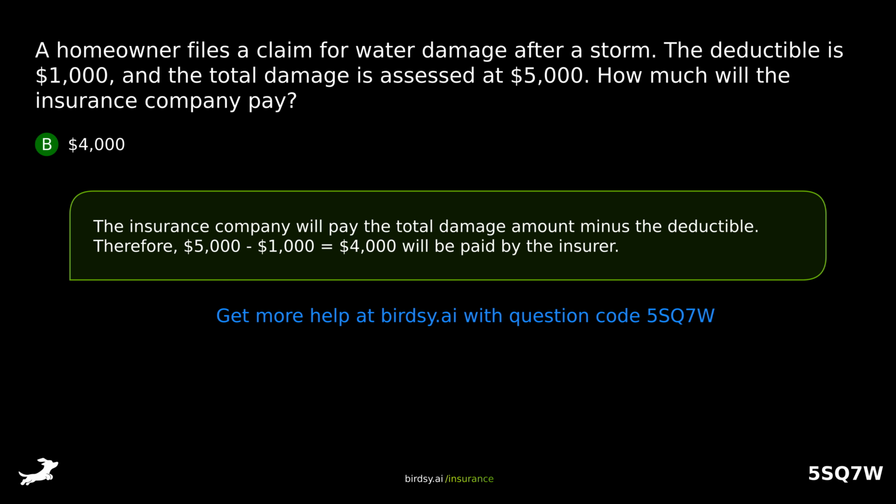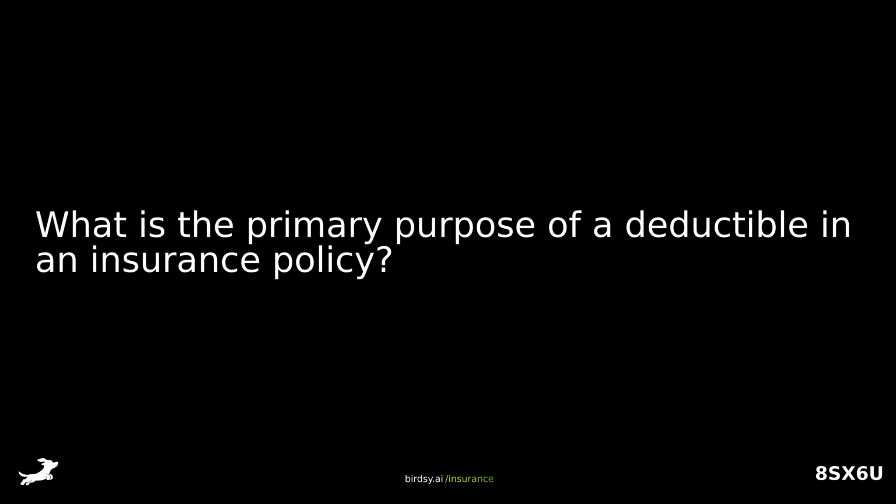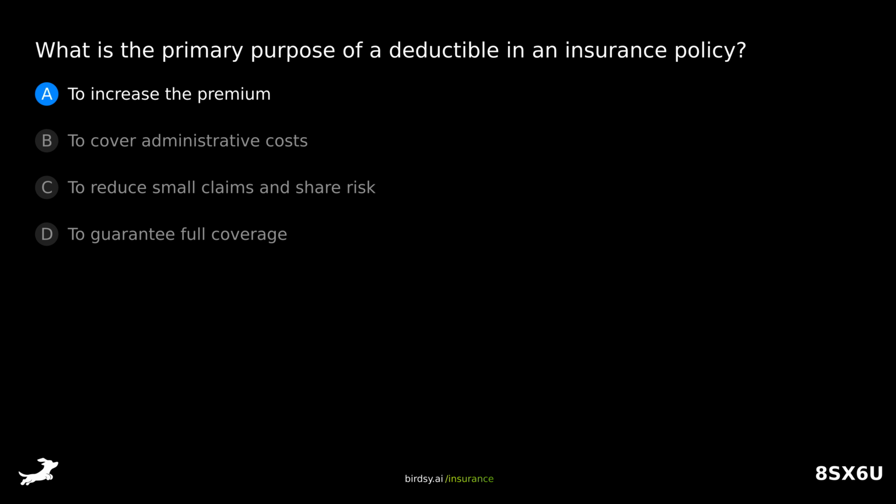The insurance company will pay the total damage amount minus the deductible. Therefore, $5,000 minus $1,000 equals $4,000 will be paid by the insurer. What is the primary purpose of a deductible in an insurance policy? Is it A, to increase the premium, B, to cover administrative costs, C, to reduce small claims and share risk, or D, to guarantee full coverage? The answer is C, to reduce small claims and share risk.